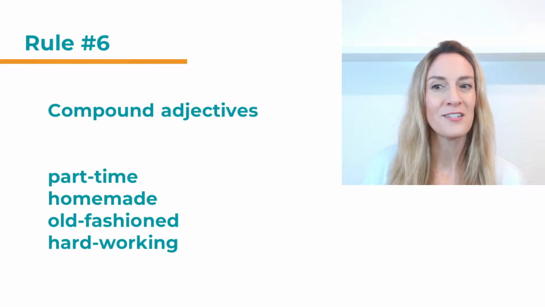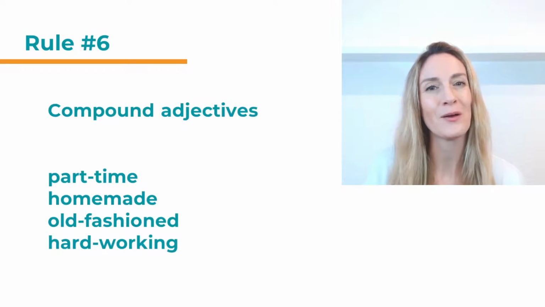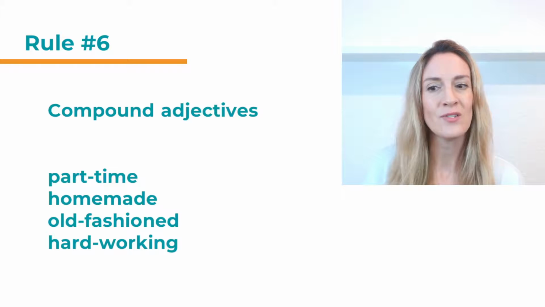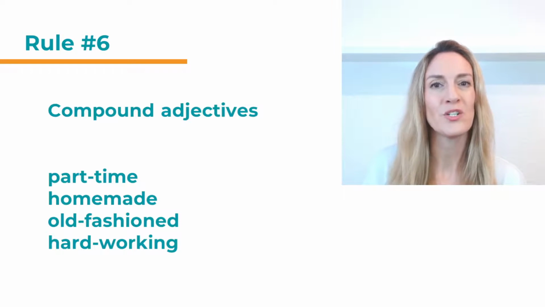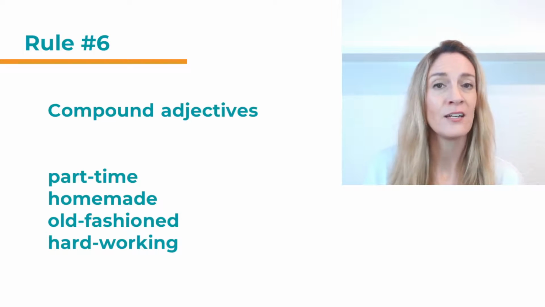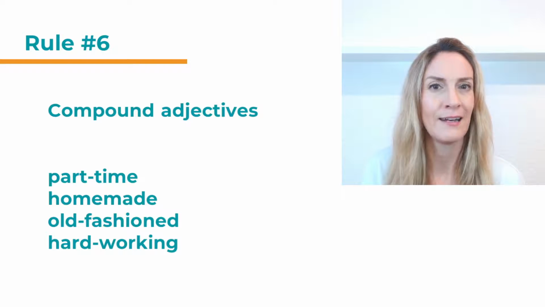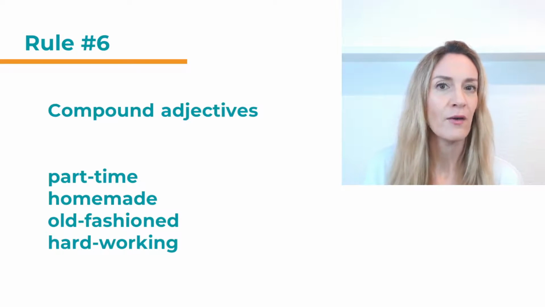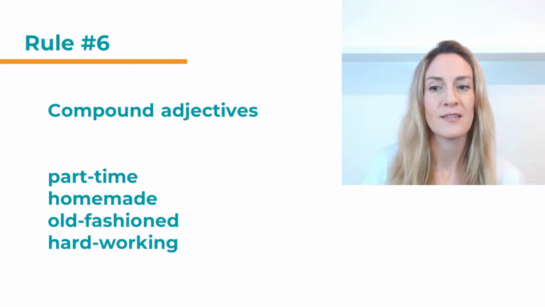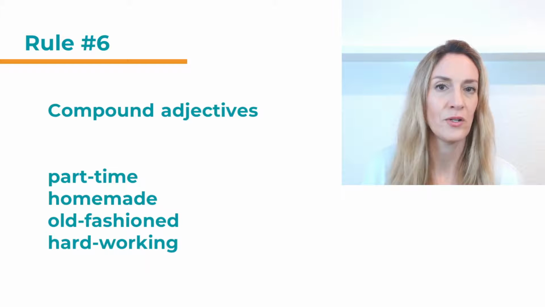Let's have a look at rule 6. Now, we don't just have compound nouns in English, we also have compound adjectives. And those are two words put together to create an adjective. Very often that new adjective has a little hyphen in between, that's the little line. Sometimes though, it's also just spelled together as one word. So we have, for example, part-time, homemade, old-fashioned, hardworking.